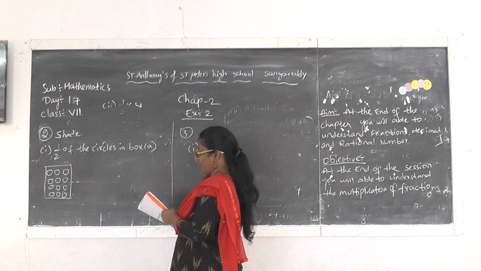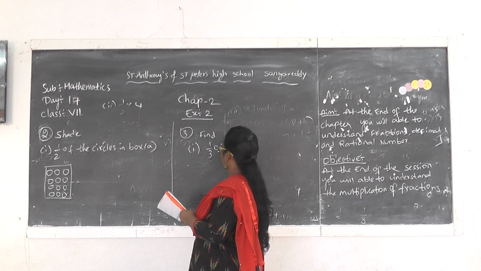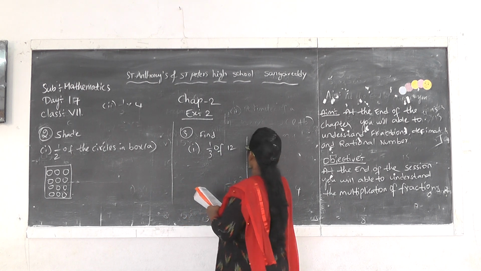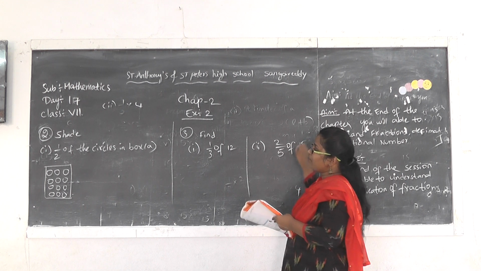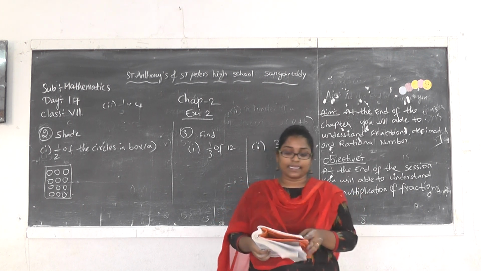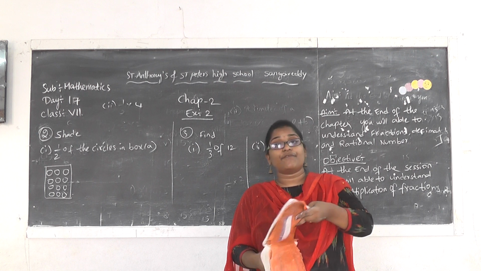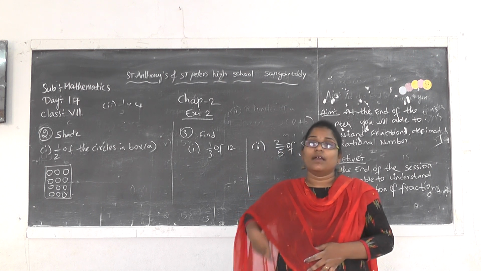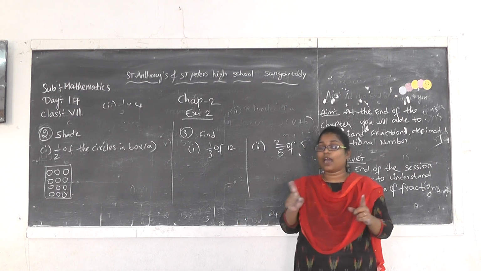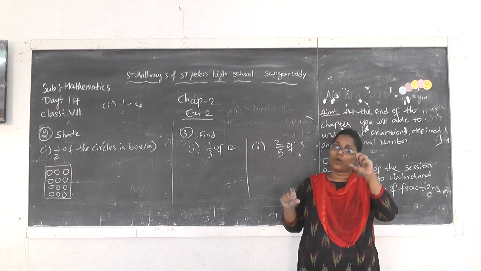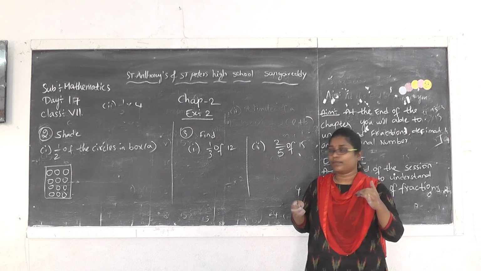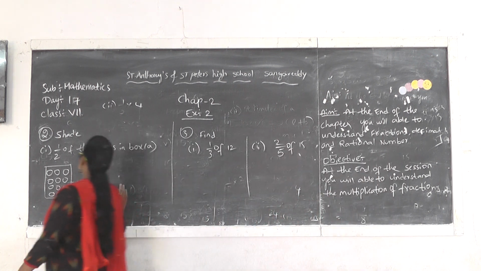Find 1 by 3 of 12 and one more, 2 by 5 of 15. Mostly in the second exercise, we are solving a fraction with a whole number part. How do we multiply a fraction with a whole number? We just multiply the whole number with the numerator and the denominator remains the same. Now how? First question, see.